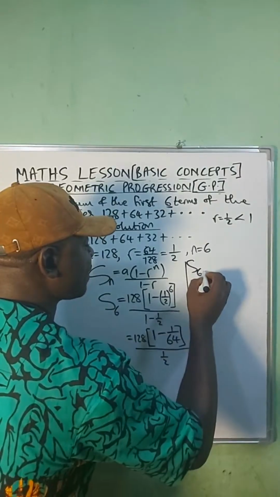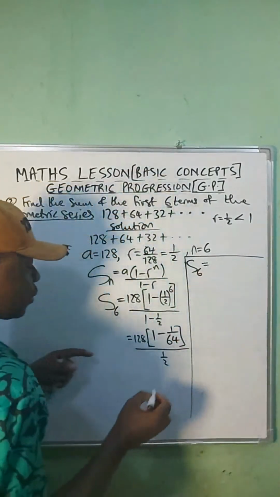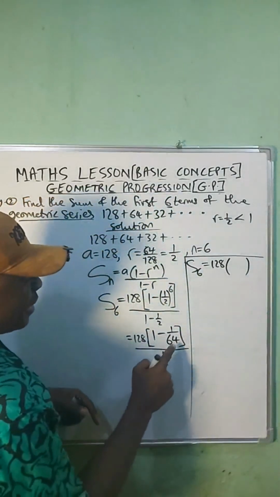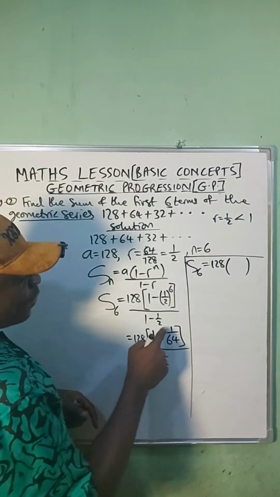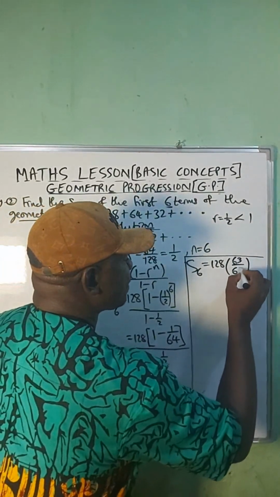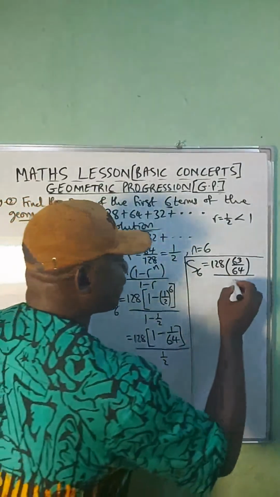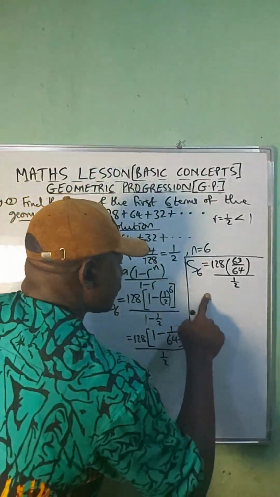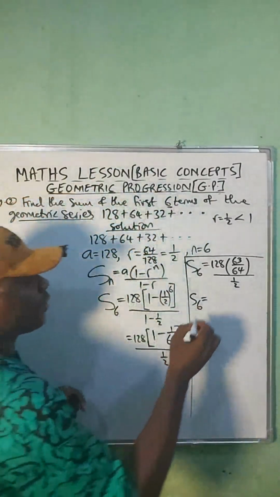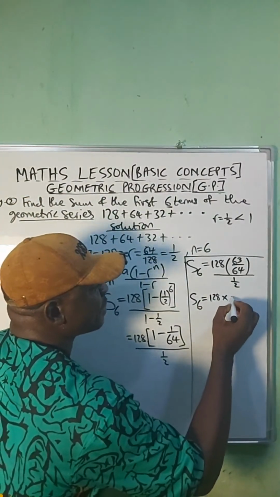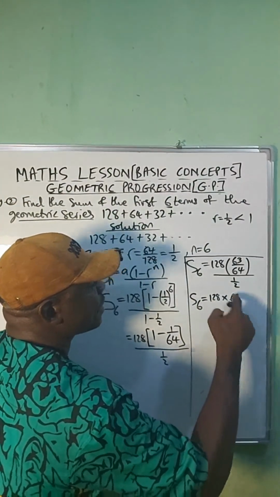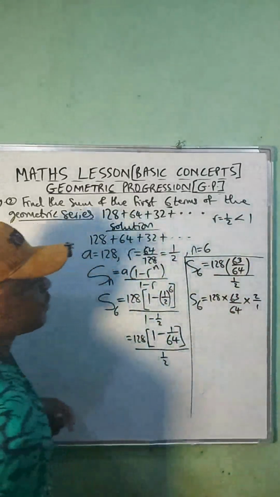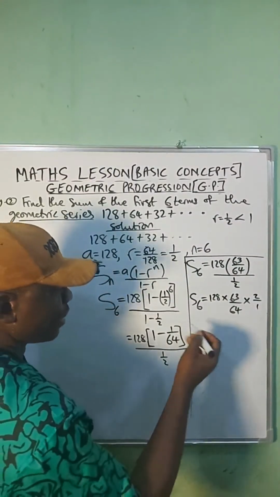That will give us the sum of the first 6 terms to be equal to 128 into, here, 64 minus 1, that will be 63 over 64, divided by half. So the sum of the first 6 terms is going to give us 128 times 63 over 64. This one is on the denominator, so when you multiply it, it will somersault. That will be 2 over 1. So from here, we can now divide.